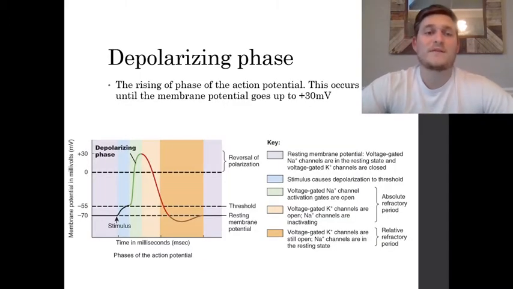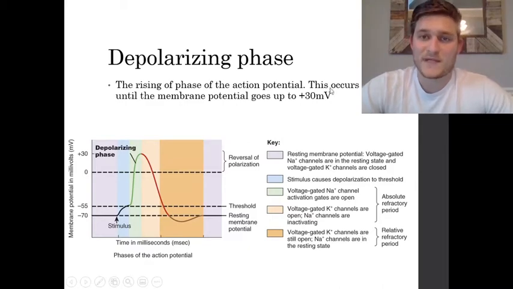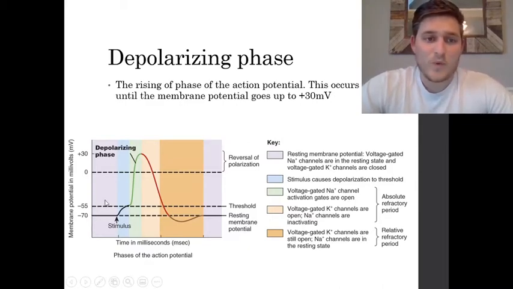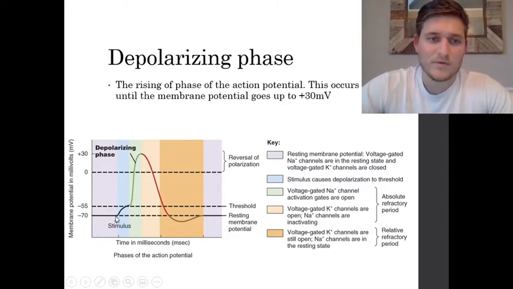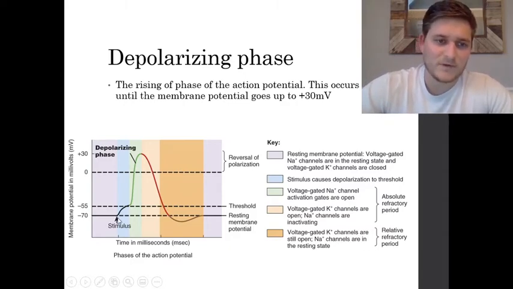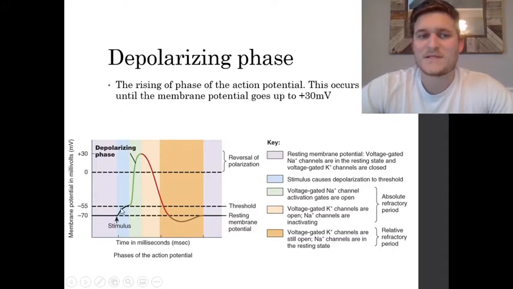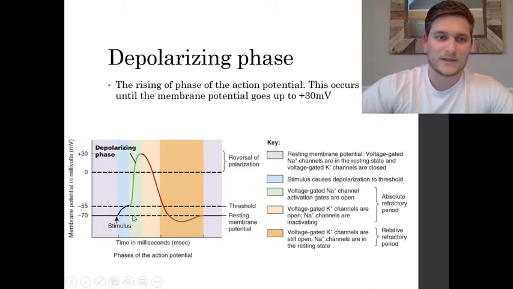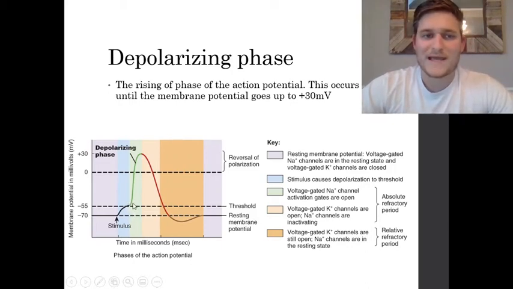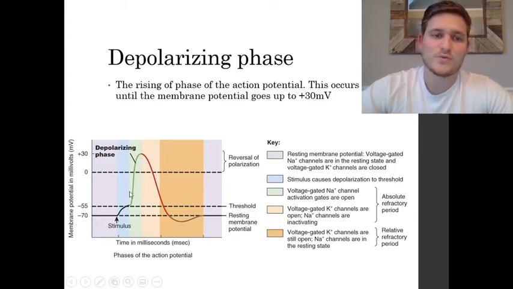The depolarizing phase is going to be the rising phase of the action potential, where the membrane potential is going to go from negative 70 millivolts, and then again the stimulus has to be strong enough in order for it to reach threshold. So enough ions need to enter the cell here in order to reach that negative 55, and then again it's all or nothing. Once we reach that level in the membrane potential, this depolarization is going to occur.